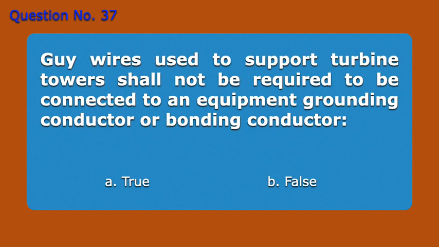Question number 37. Guy wires used to support turbine towers shall not be required to be connected to an equipment grounding conductor or bonding conductor. A. True. B. False. Answer A. True.